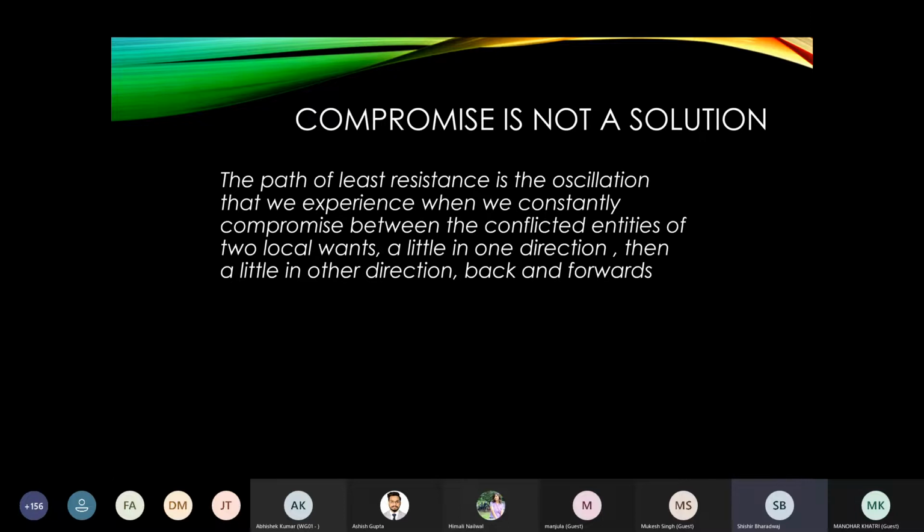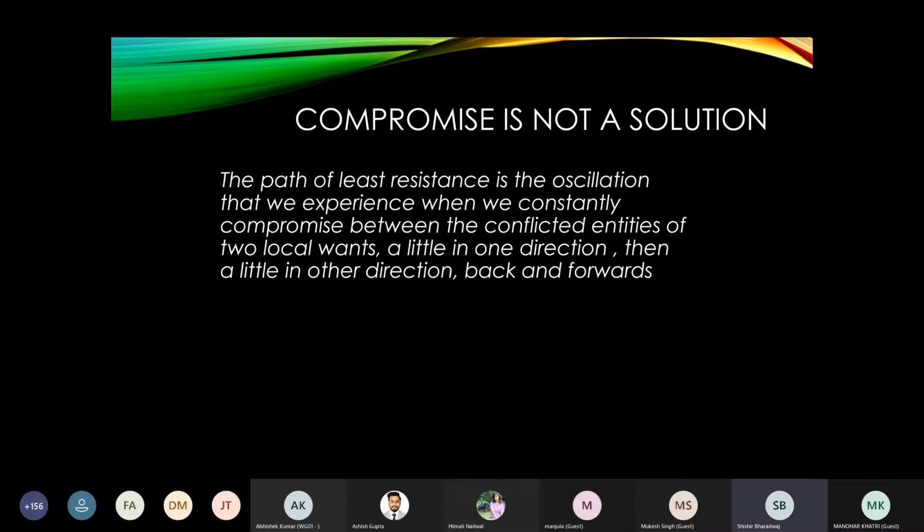Just like a balance. If the weight is shifting on one pan, you try and increase the load on the other pan. Okay. And we make sure that the balance is there. And this, in other words, is called an optimization solution.